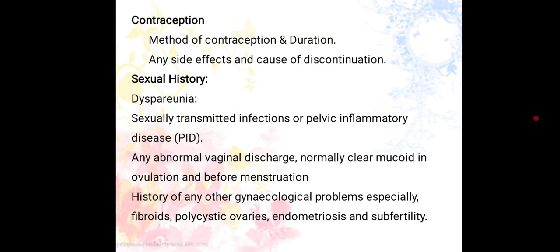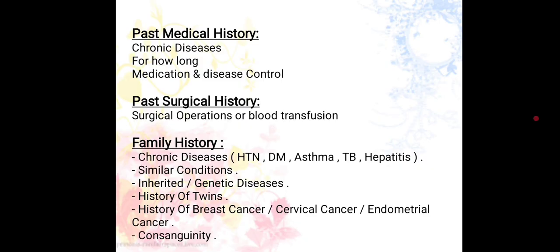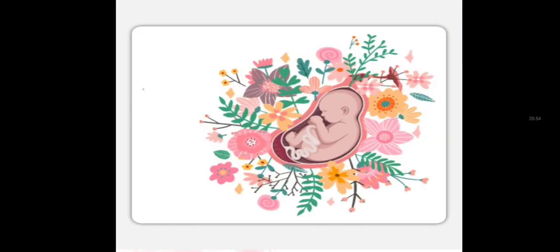This is a gyne history. Menstrual, contraception, sexual history, any gyne procedures or gyne condition, cervical smear history, history of subfertility or induction of ovulation. Following that, there is the general form of history taken in medical school, including past medical history, past surgical history, family history, socioeconomic, and drug history. By the end of history taking, you have to summarize this information in the form of positive findings and important negatives to be presented in a simple way.